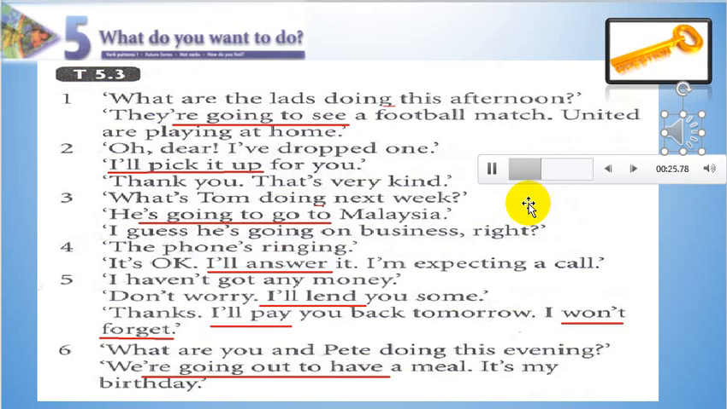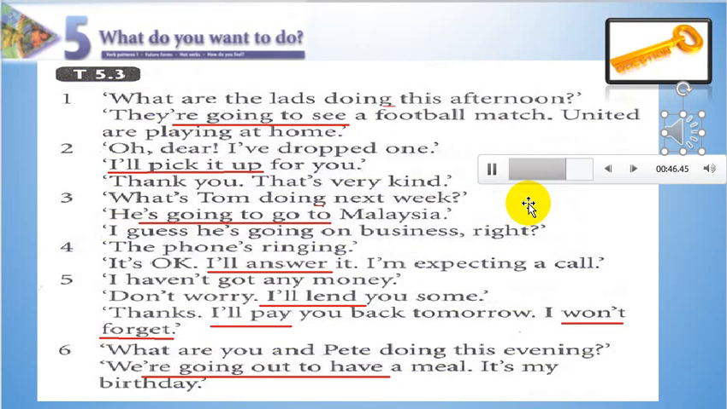3. What's Tom doing next week? He's going to go to Malaysia. I guess he's going on business, right? 4. The phone's ringing. It's okay, I'll answer it. I'm expecting a call.